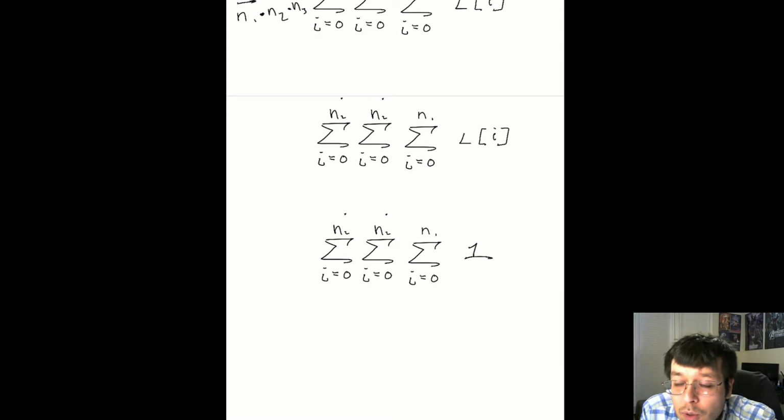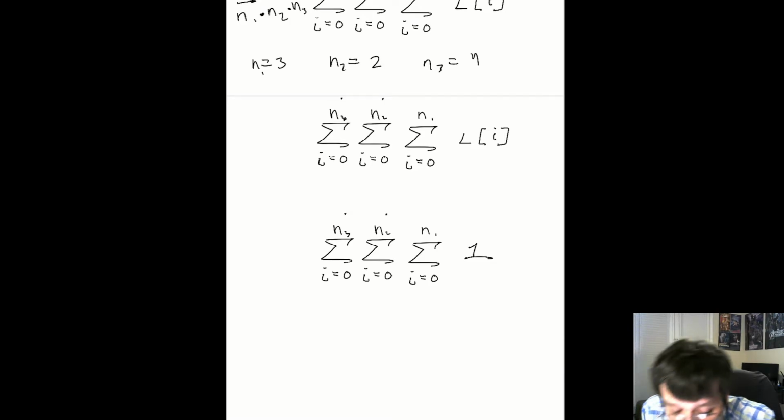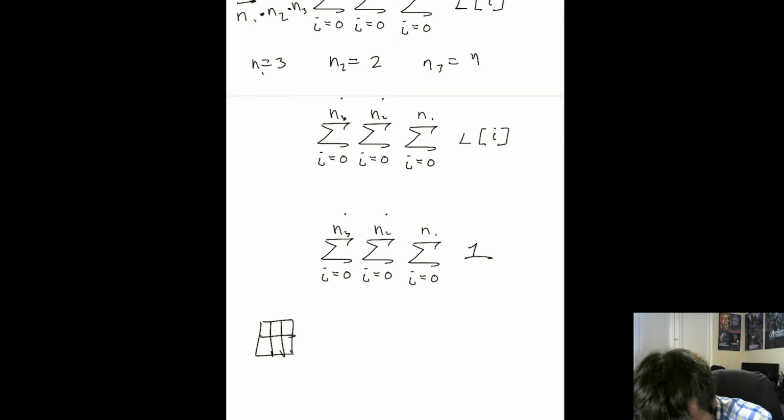You just put a 1 there. So let's just say we have the following dimensions: n sub 1 is equal to 3, n sub 2 is equal to 2, and n sub 3 is equal to 4. So in this case, we have what is essentially a 3 by 2 and by 4. So there's 4 layers of this.